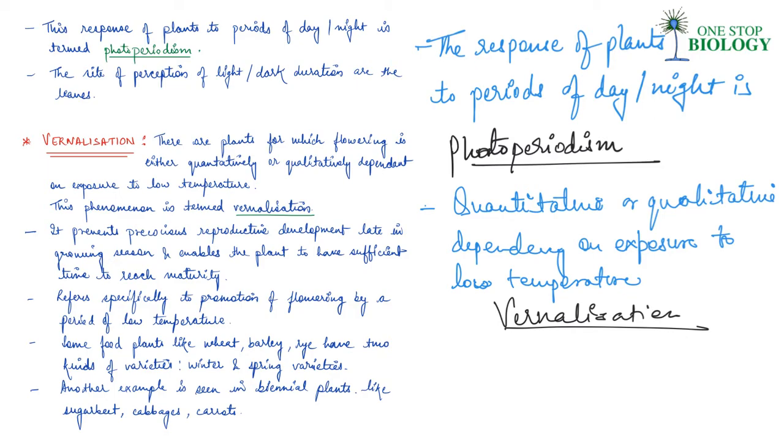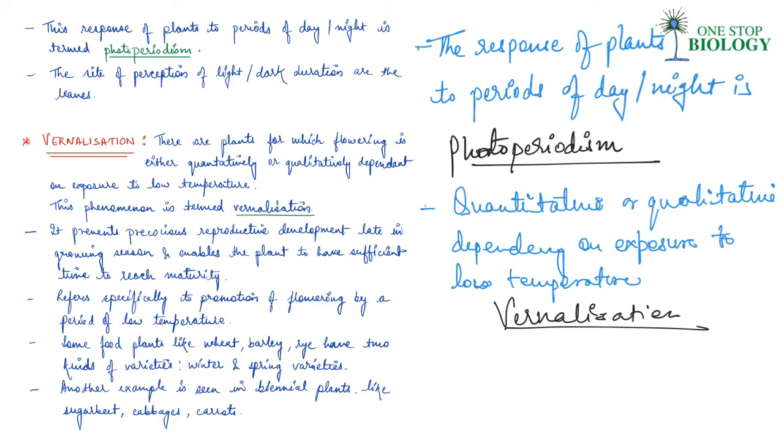However, winter varieties, if planted in spring, would normally fail to flower and produce mature grain within the span of the growing season. That is why they are planted in autumn. They germinate, and over winter, they come out as small seedlings, and then they resume their growth in the spring and are harvested usually around midsummer. Let's take one more example of vernalization.